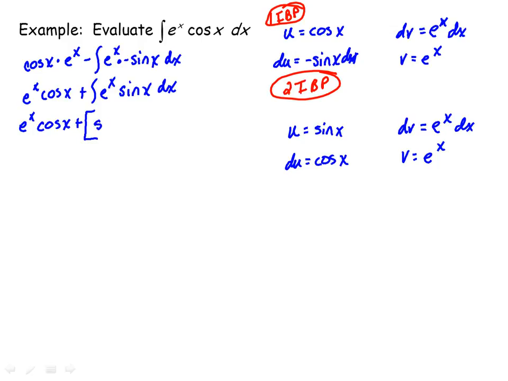U times v minus the integral of v du. Look, is that not what we're trying to find in the first place? Not an infinite loop, because there is a solution. If it was an infinite loop, there wouldn't be a solution.